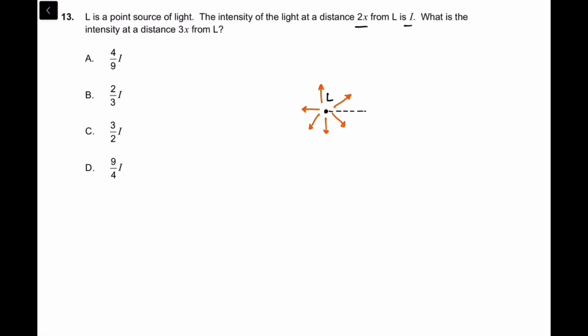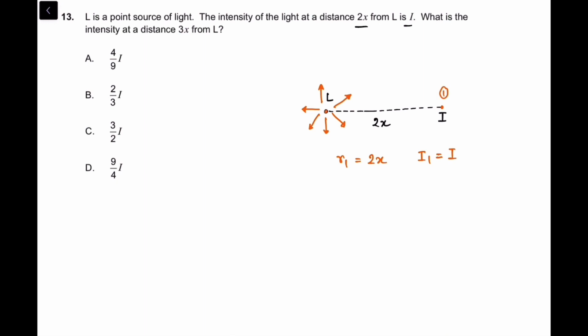So suppose this is the point 1. Point 1 is located at a distance 2x, right? And the intensity of this point is I, right? So that means the distance of point 1 from the light source, which is r1, is 2x, right? And its intensity I1 will be equal to I, that is given in the question, right?